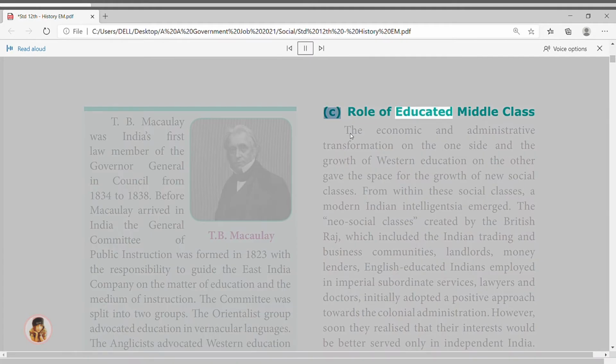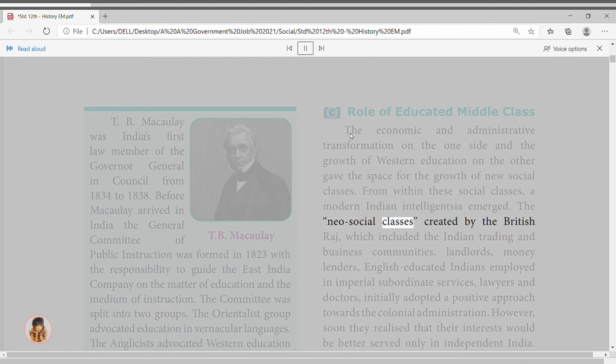C. Role of educated middle class. The economic and administrative transformation on the one side, and the growth of Western education on the other gave the space for the growth of new social classes. From within these social classes, a modern Indian intelligentsia emerged.